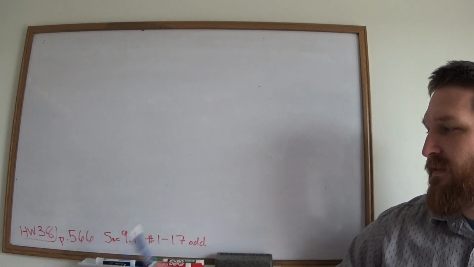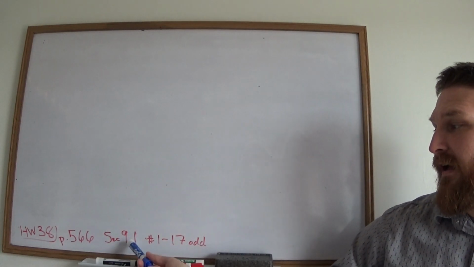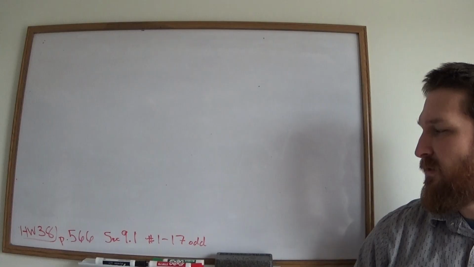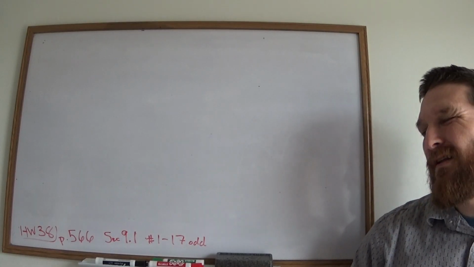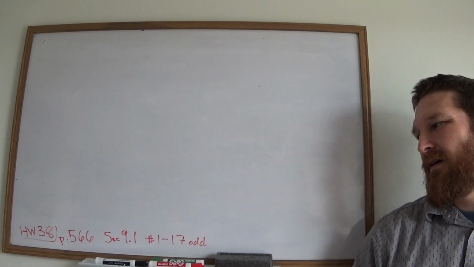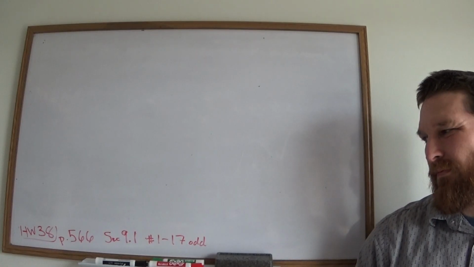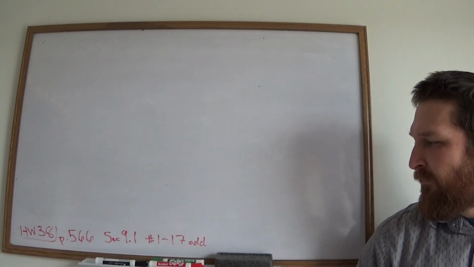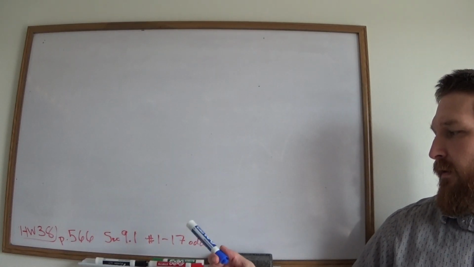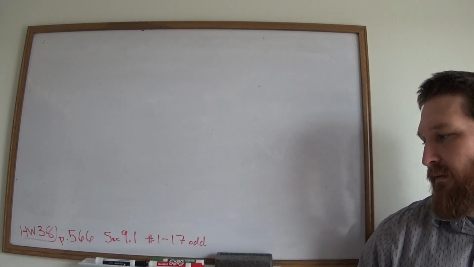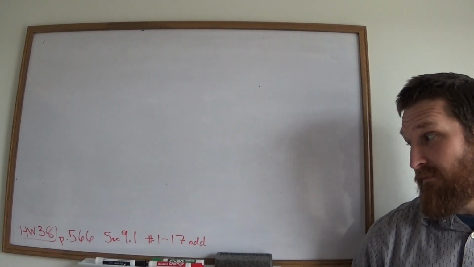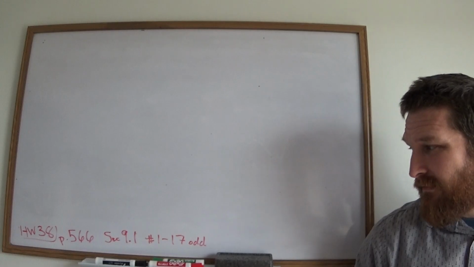Homework 38, page 566. We are in chapter 9 now, jumping around. We will continue jumping around. We're going to do a couple sections from chapter 9 and then probably jump around to a bunch of other things. Section 9.1, numbers 1 through 17, odd. Yes, that's it. That's 9 questions, I think.